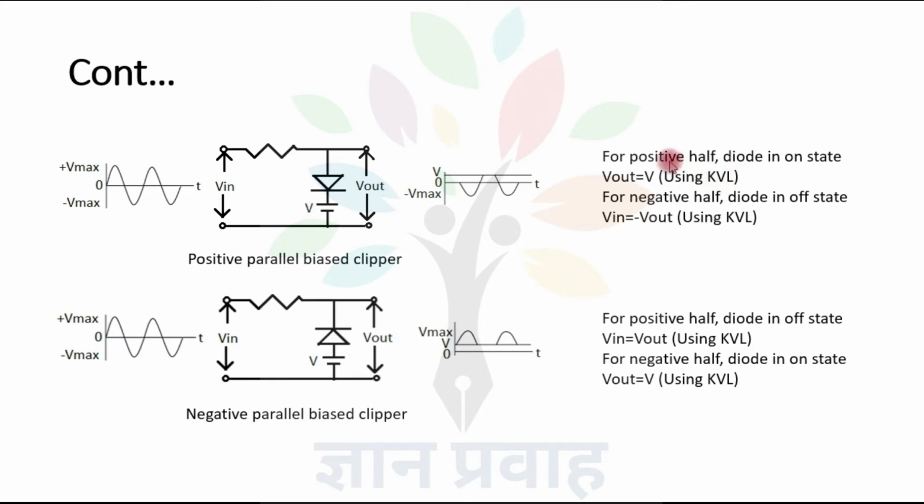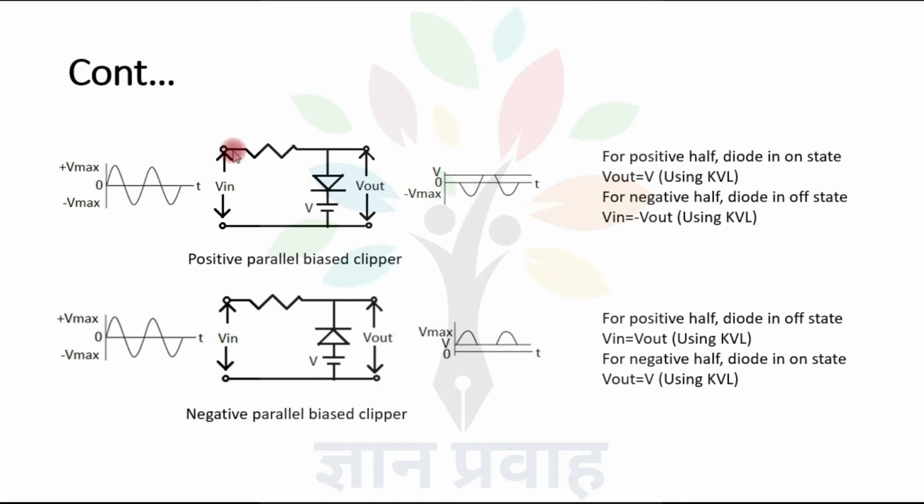Operation is explained here. For the positive half, the diode is operating in forward bias, or in on state, because the P side is connected to the positive terminal of this input signal. So by applying Kirchhoff's voltage law, V out equals V, because V is fixed here. So for the positive half, the maximum value of V out is V voltage.